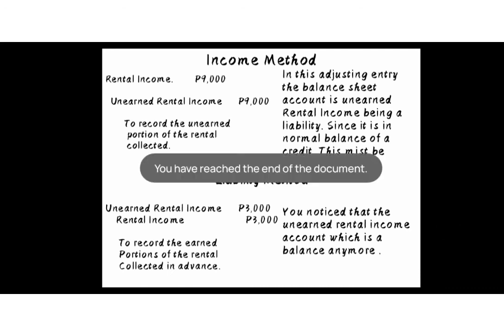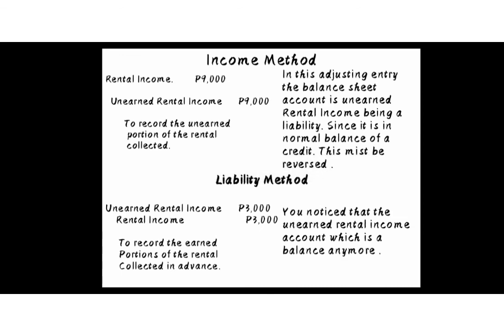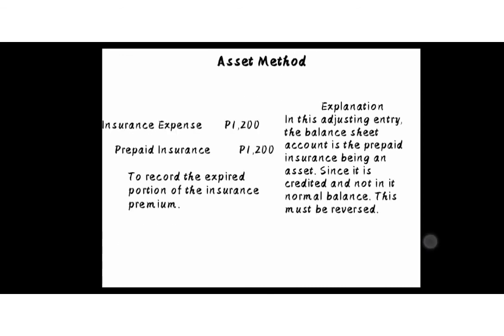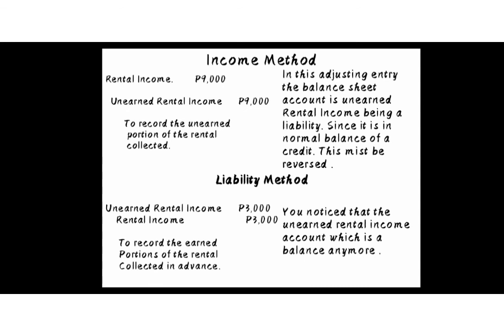The last is the liability method. You notice that the unearned rental income account, which is a balance sheet account being a liability, is debited and is not in the normal balance anymore. Therefore, this must not be reversed.